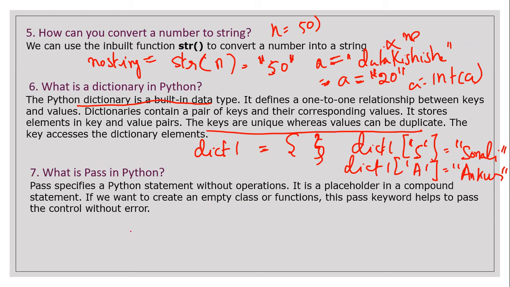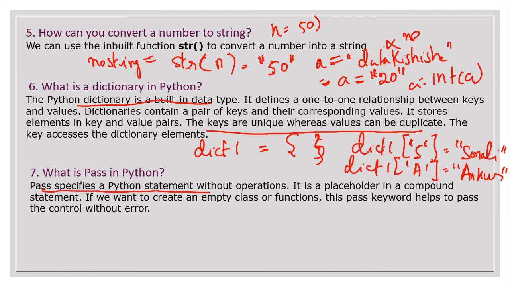What is pass in Python? We saw in one of the programs which we were doing, in that code we used pass. So why do we use pass? We use pass when we don't want the function, or we don't want any processing to happen. So pass specifies a Python statement without operations.